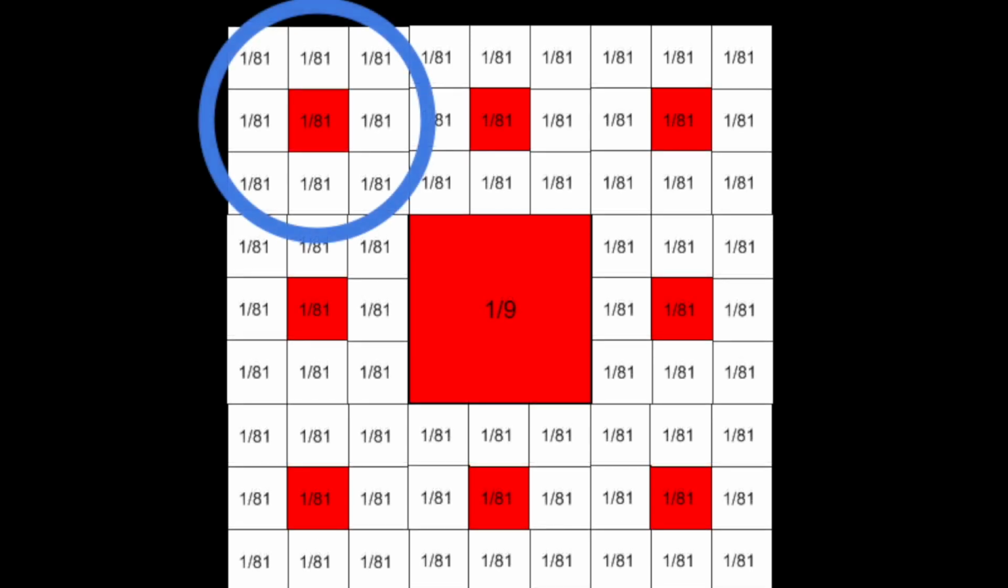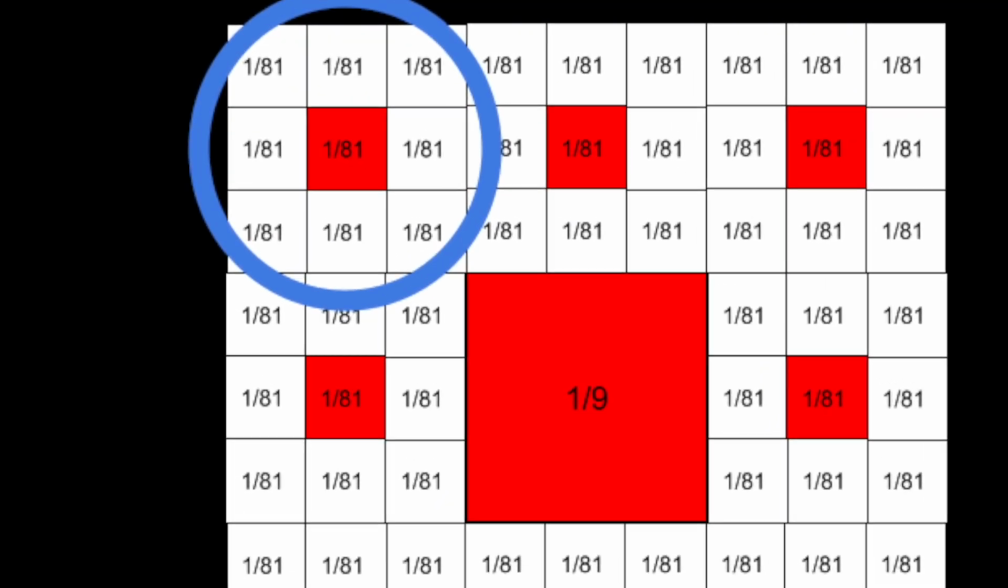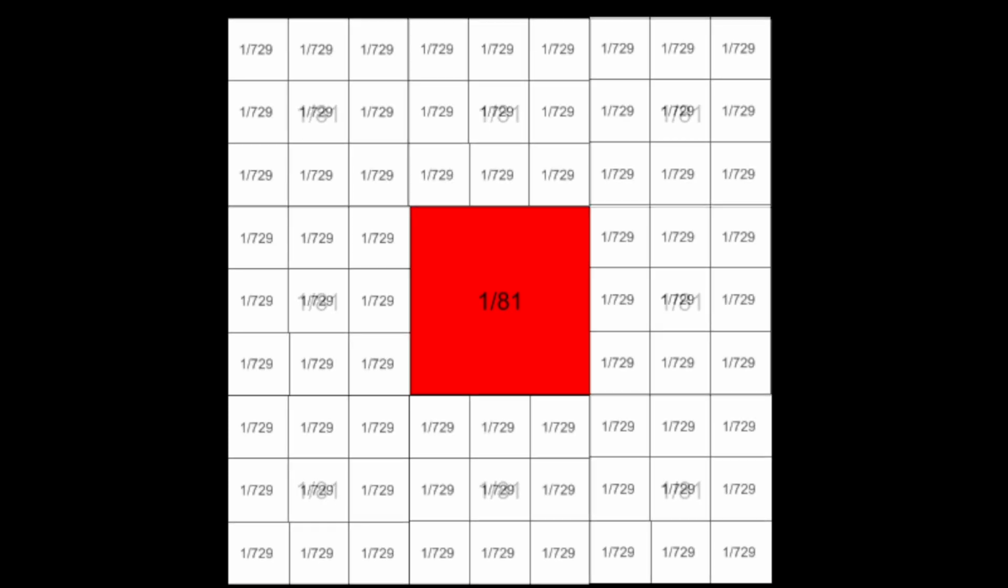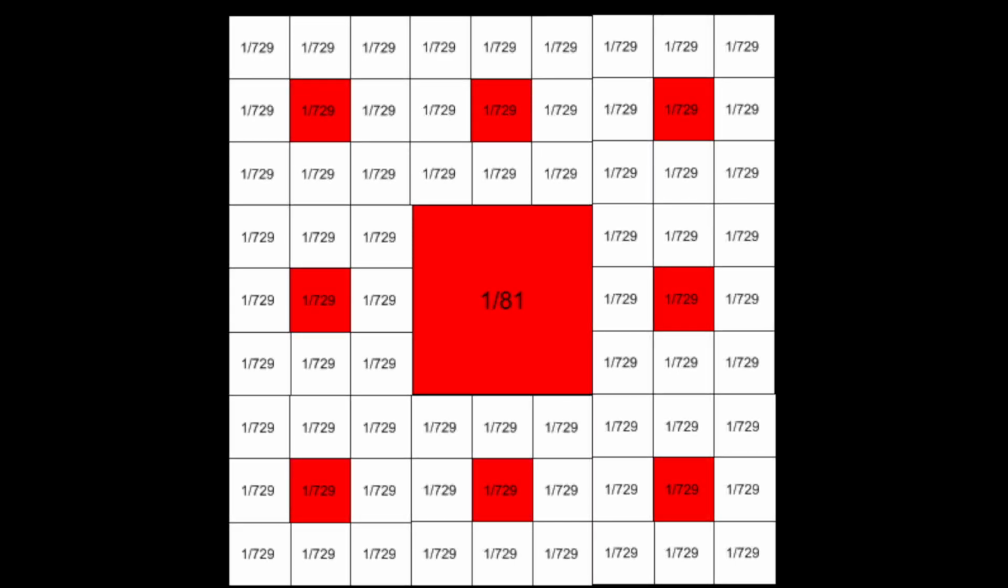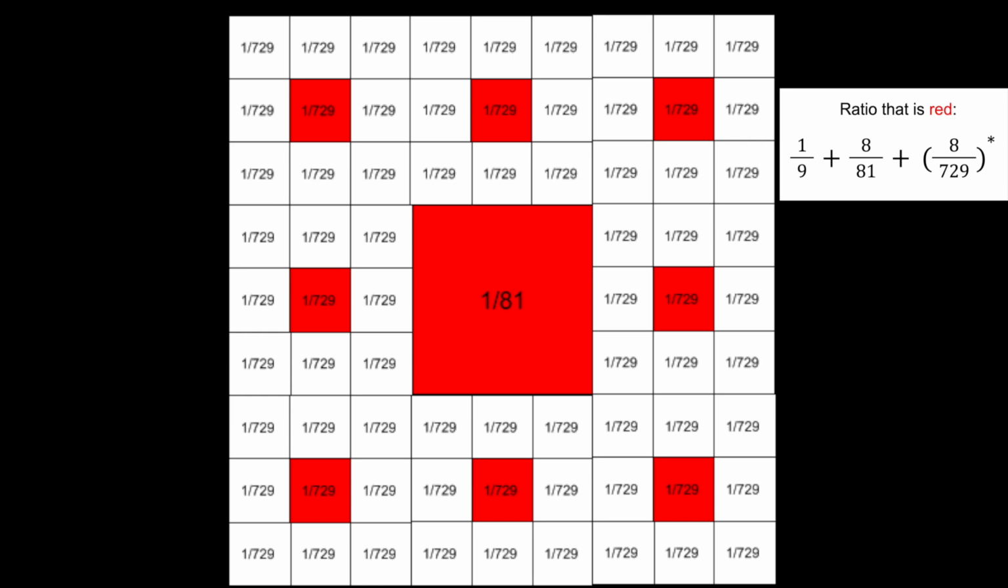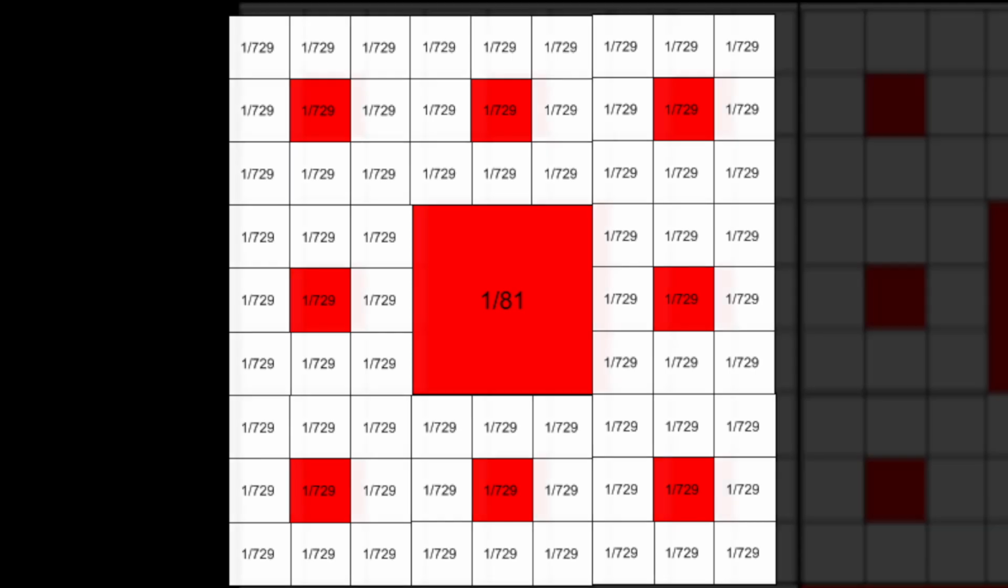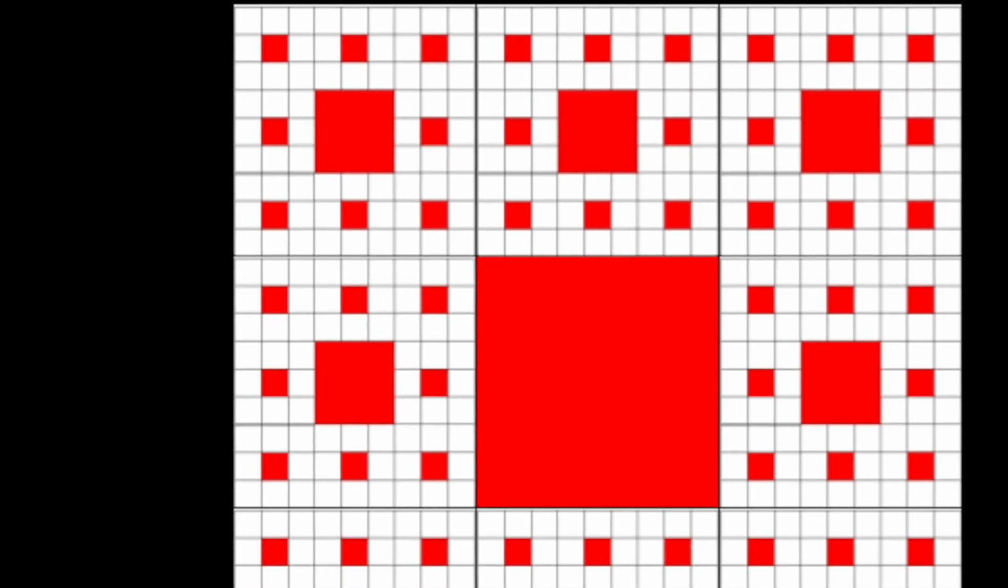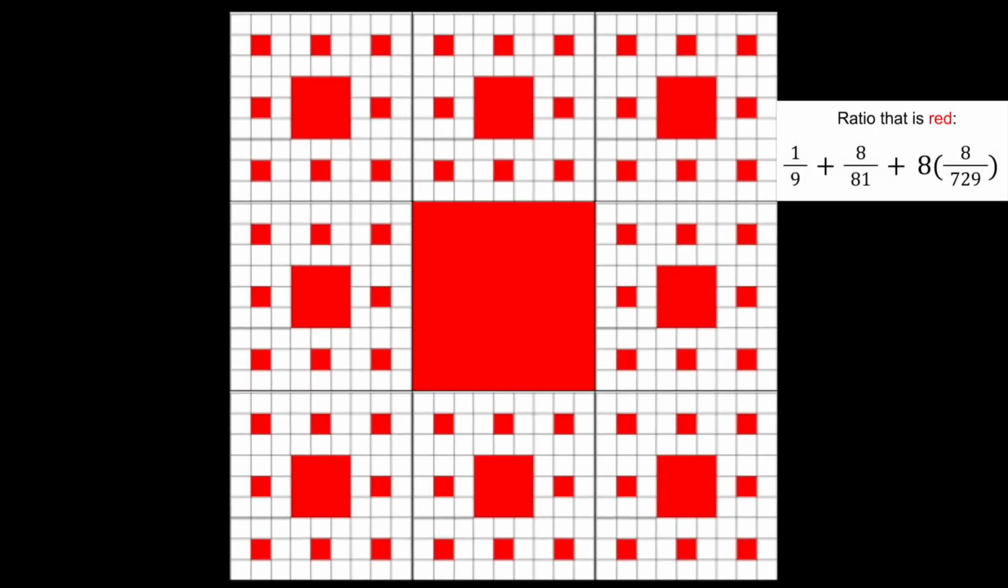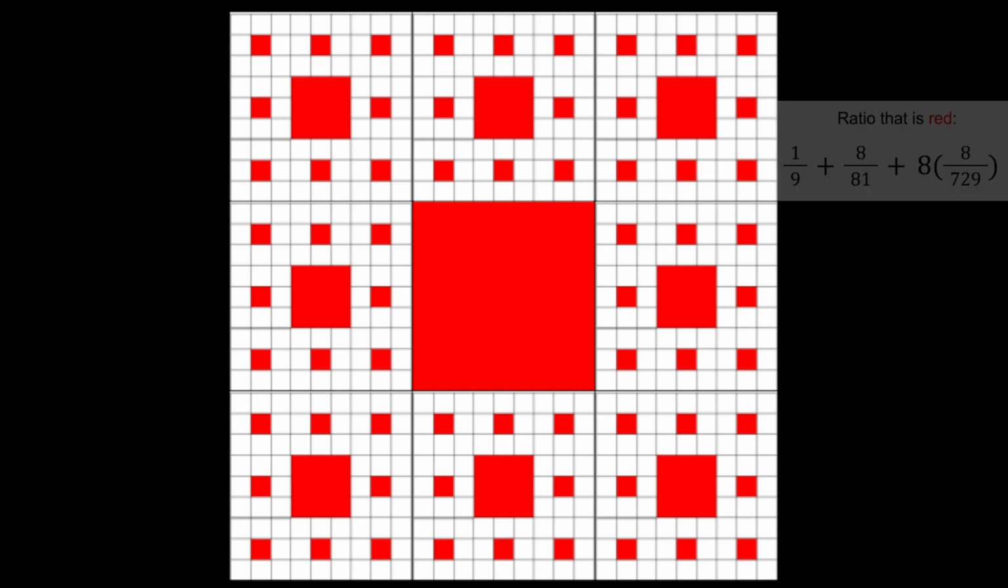Next, let's zoom in on one of these outside squares. So we take the side 81sts and divide it by 9 again. So 81 times 9 is 729, and we now have 8 more of those tiny red squares that are a 729th of the original. But hang on, we also do this for all the other side squares, so we'll multiply that whole thing by 8 to get the actual ratio for this third step.